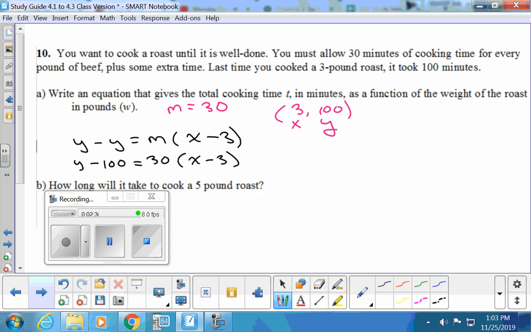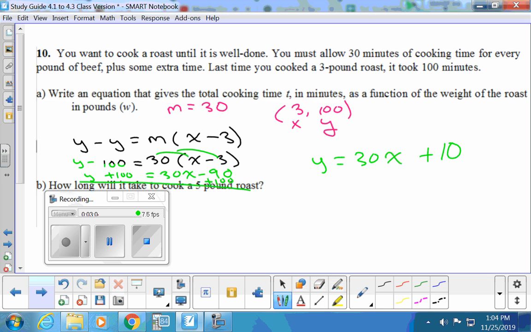It doesn't take long at all. You can distribute your 30x minus 90. You can add your 100 over. You guys are right, I did this one last week because this is the one that Noah saved the day on, because we had done it wrong, remember? So this was a y minus 100, and I'm going to add the 100 over to here. So it's y equals 30x plus 10. Is that right? Yeah.